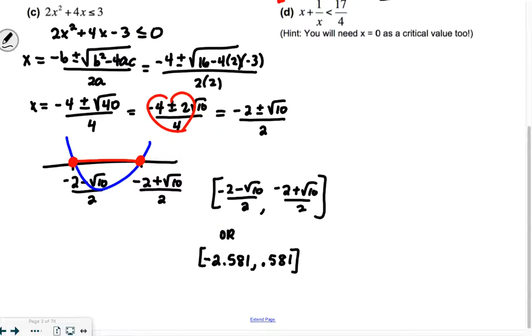Okay, so the next one. I give you a hint on this. It says you will need to use x equals 0 as a critical value too. So critical values come from where your equation is equal and undefined.